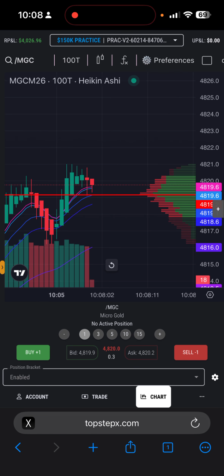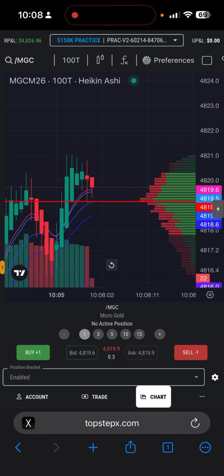Let's see if this is a reversal or a pullback. I'm just gonna do this one as a small trade, because I really don't want to take any trades right now. I'm just not feeling it. But that's the strategy, guys.